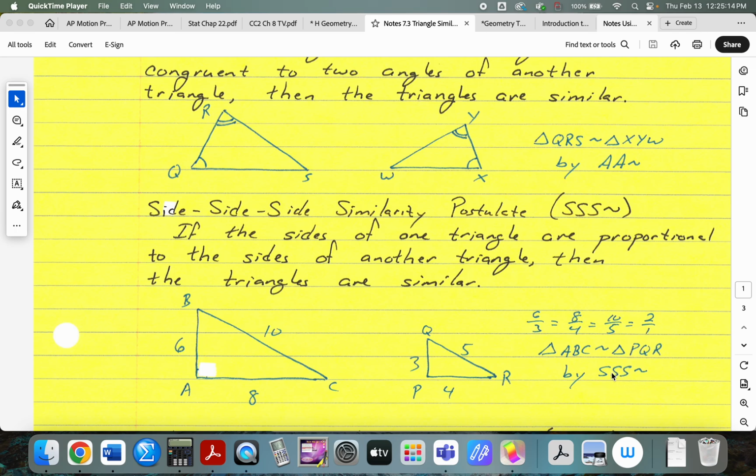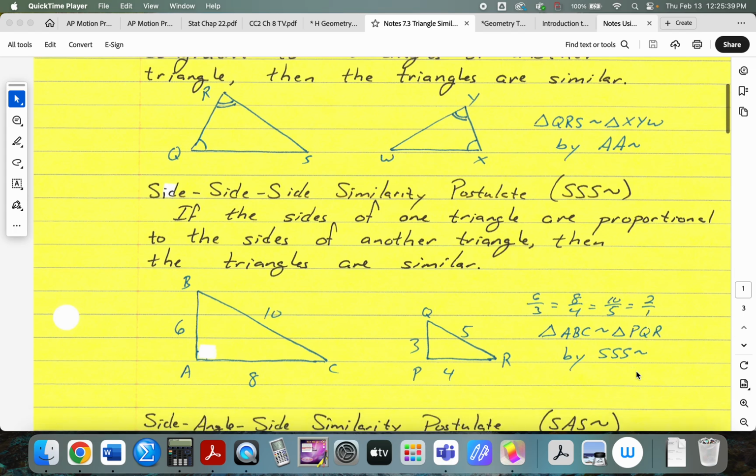So a lot like side-side-side for congruent triangles, right? You have to put the similar symbol on this one. With angle-angle, if you don't, I kind of hold my nose and go, okay, yeah, I know what you mean. But here, if you put SSS without the similarity symbol, it means congruent. And you've done the wrong thing entirely, okay? So be sure to put the similar symbol.